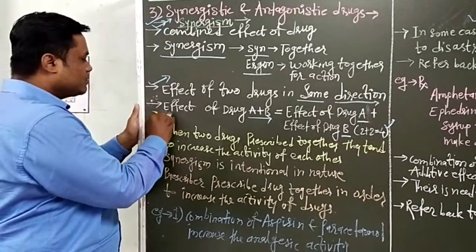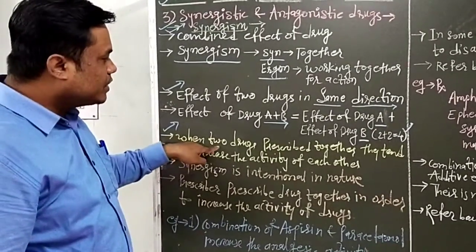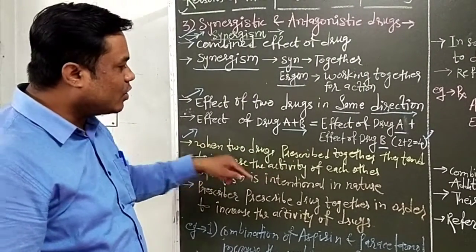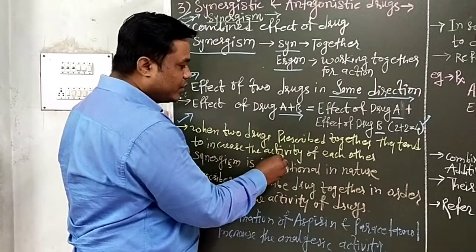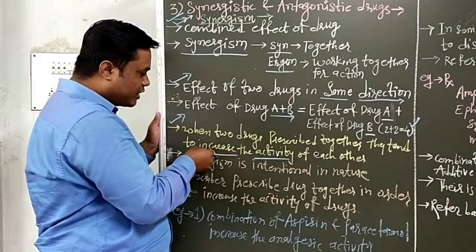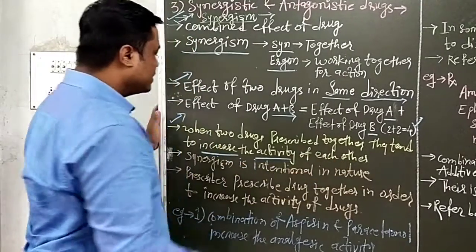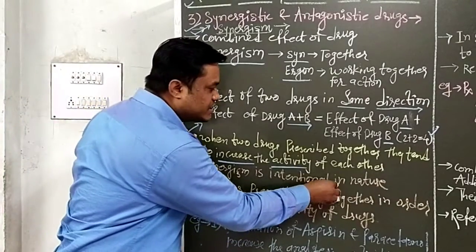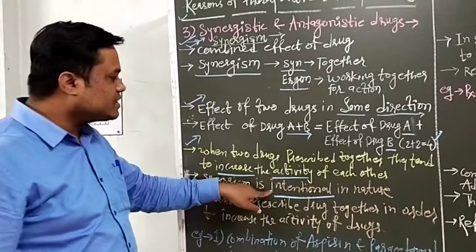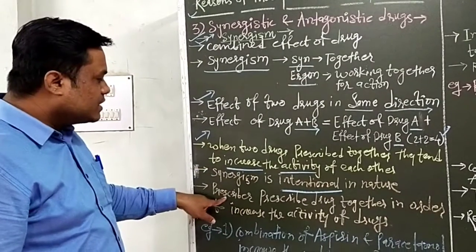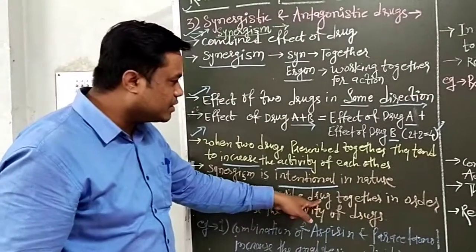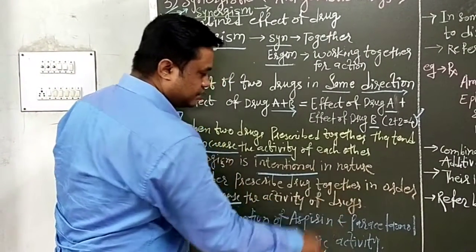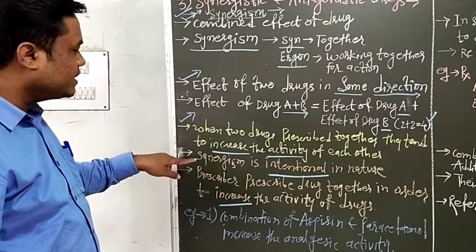What is the definition of synergism? When two drugs are prescribed together, they tend to increase the activity of each other. This is important: increasing the activity of each other is termed synergism. Synergism is intentional in nature. Intentional means known to the doctor, that is, the prescriber prescribes the drugs together in order to increase the activity of the drugs. Therefore, synergism is intentional in nature.